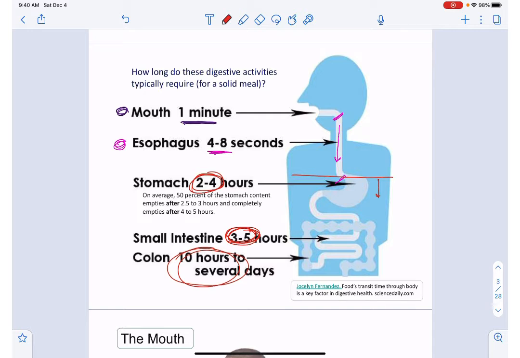And, again, most of the digestion and absorption has already happened, but we're trying to prepare this mass of food now to be eliminated efficiently from the body. So, there's a lot of water absorption. There's a lot of compacting it into a mass called feces. And this just takes some time to do. It takes 10 hours, maybe up to several days to do.